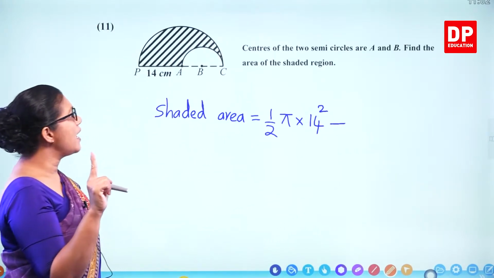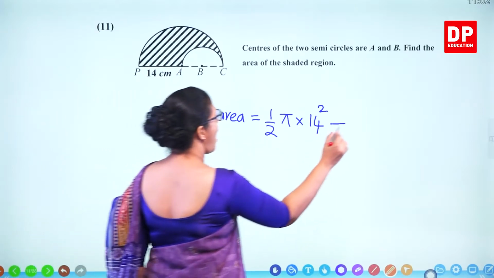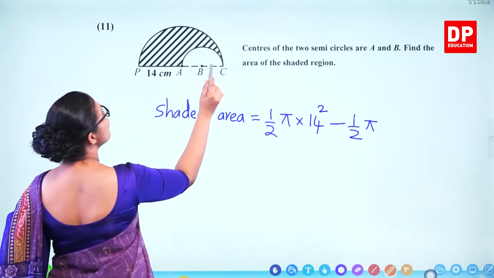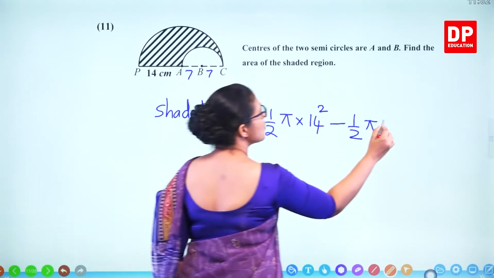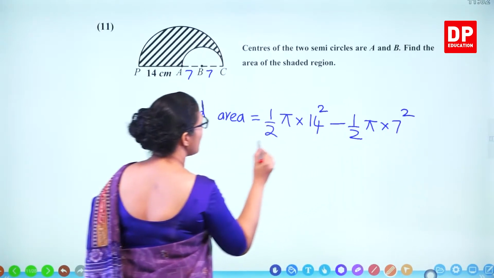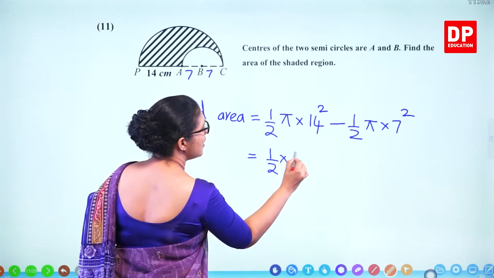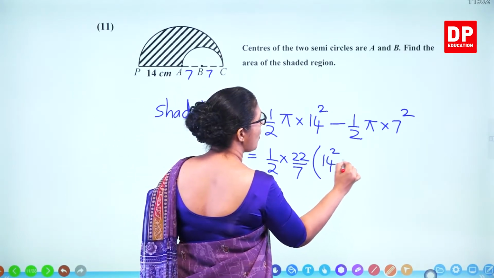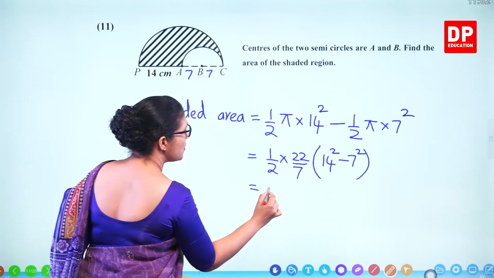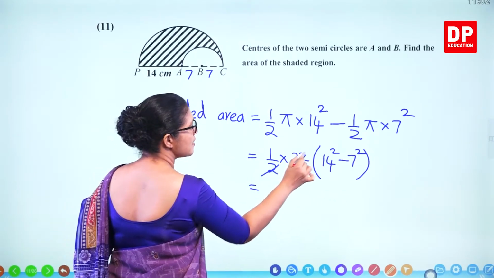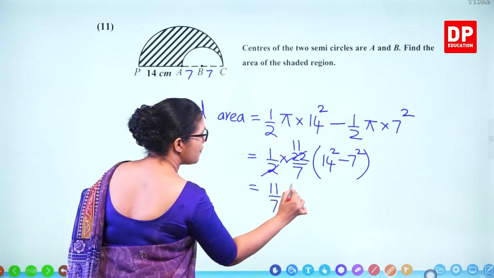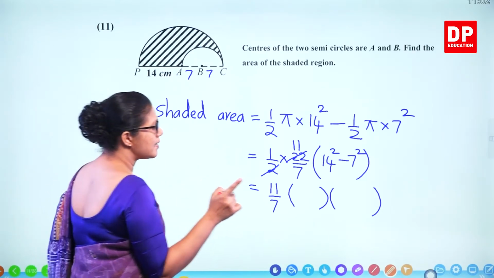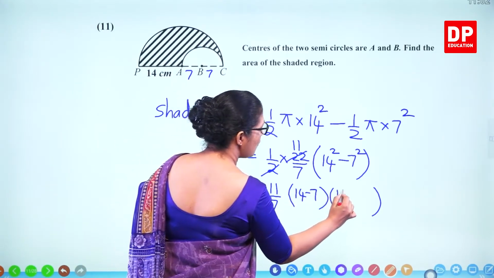Minus what's the area of the small semicircle? Half pi r squared, that's this part. So this is also 14, so this is 7 and 7. So 7 squared. Now can you see half pi is common? I can take half pi out and then I can write 14 squared minus 7 squared. Difference between 2 square terms, I can write one is plus and one is minus. 14 minus 7, 14 plus 7.